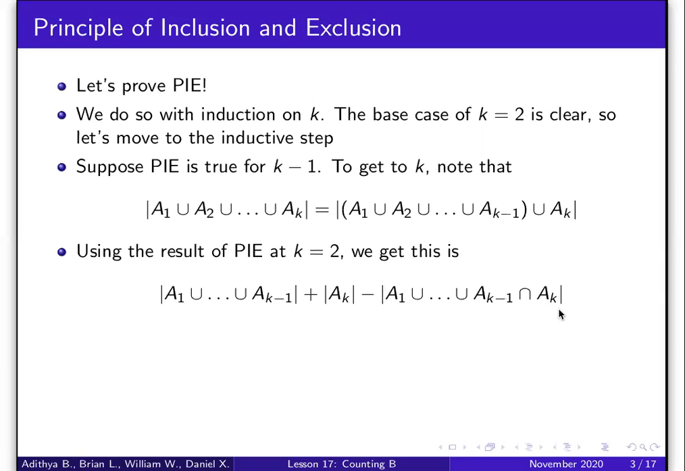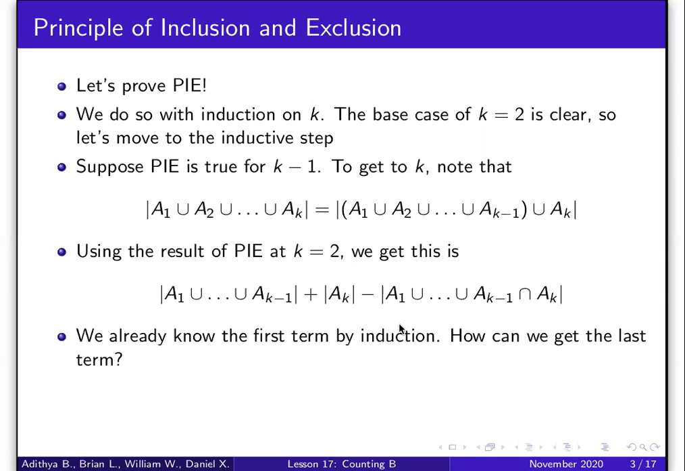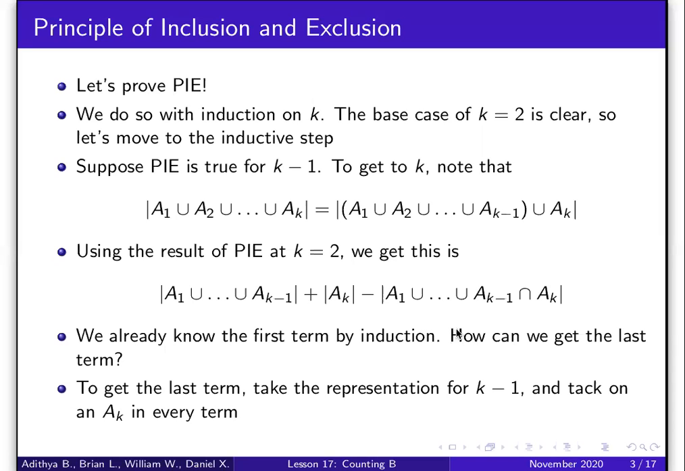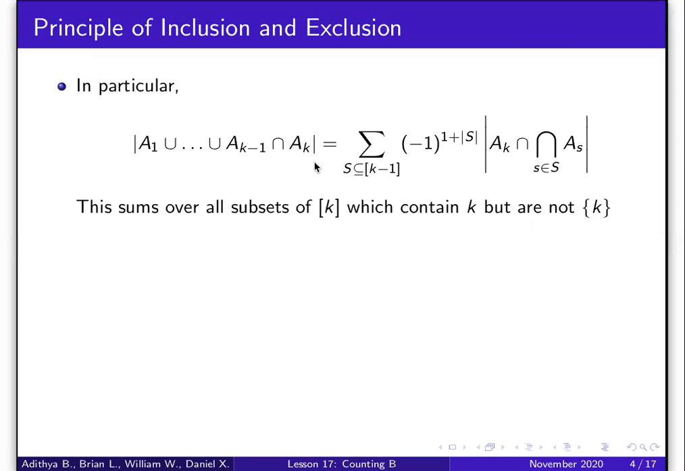So the last part looks the most interesting, so let's go ahead and look at that. How can we get the last part? Note that we already know how to get A1 union A2 all the way to union AK minus 1, since by the inductive hypothesis, it's going to equal the alternating sum we postulated in the theorem. So to get the last term, what we can actually do is take the intersection of this union with AK. If we just tack on AK in every single term, we're going to get the intersection. So what do I mean by this?